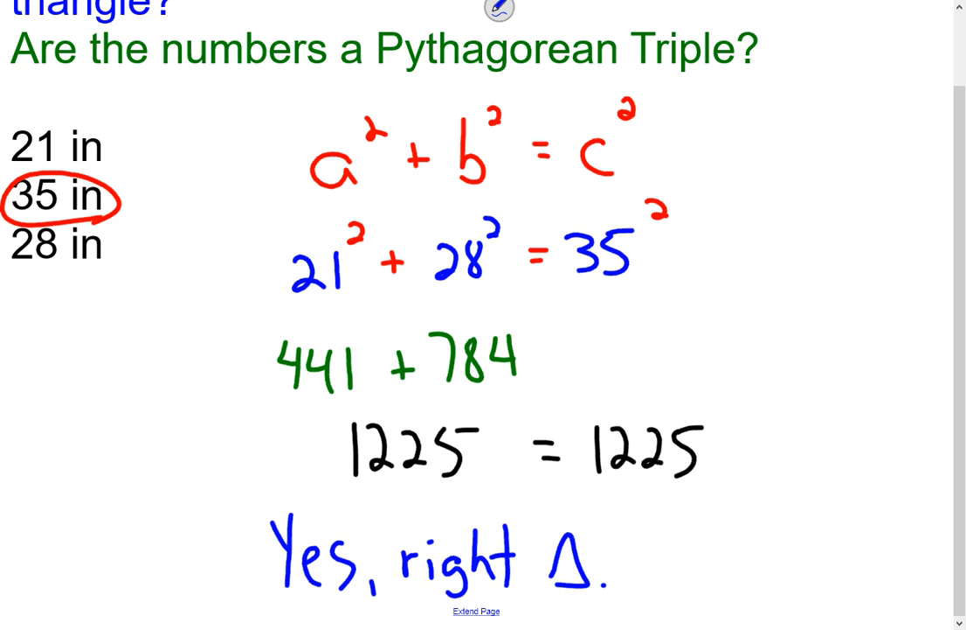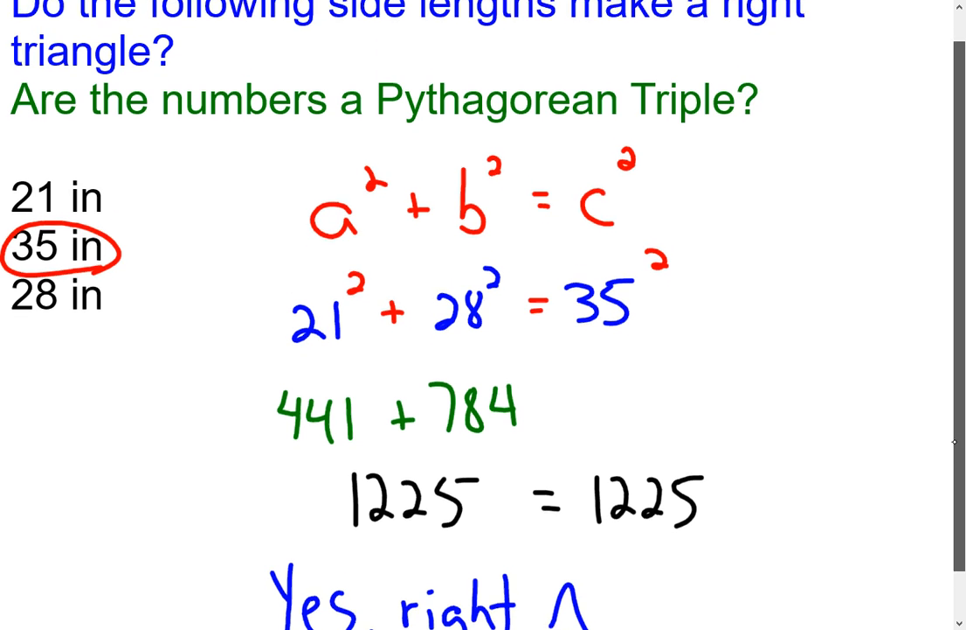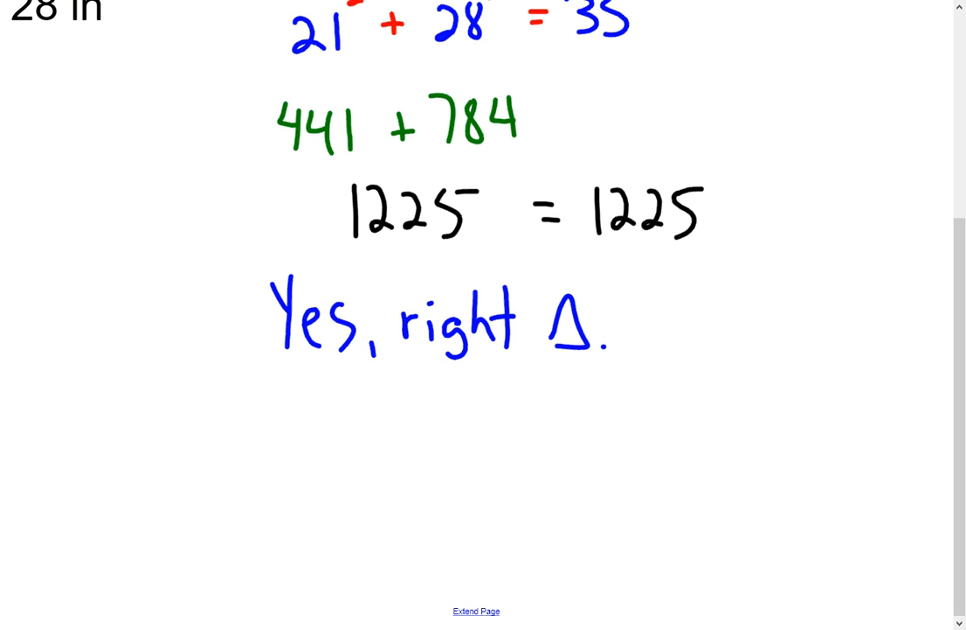Now, the second part that I have there in green is whether the numbers are a Pythagorean triple. Well, this is where we have to go back to what is a Pythagorean triple. A Pythagorean triple, remember, is three whole numbers. Well, 21, 35, and 28 are whole numbers. Do those three side lengths make a right triangle? Yes, they do. So yes, this is also a Pythagorean triple.